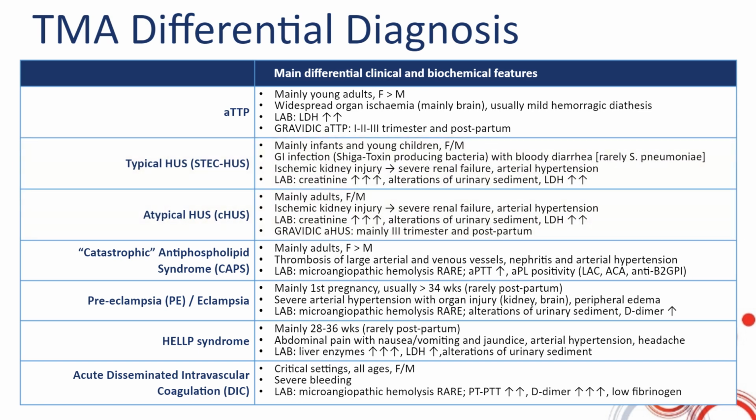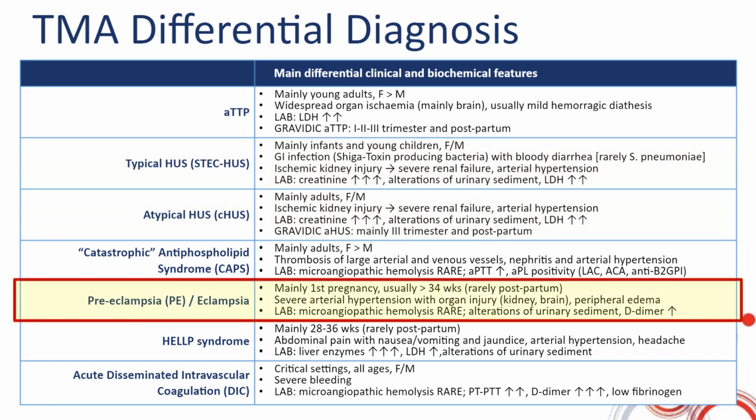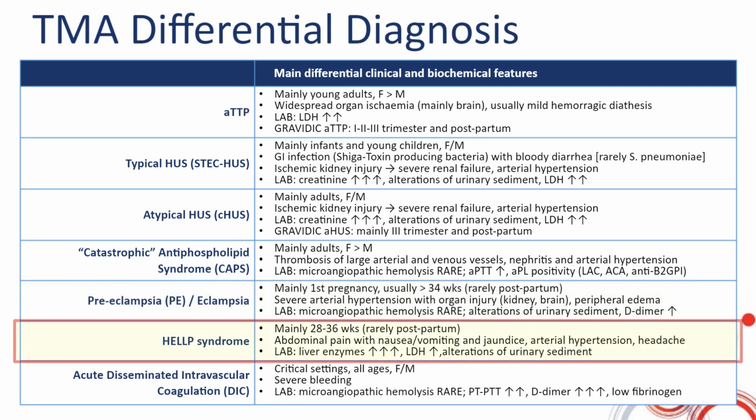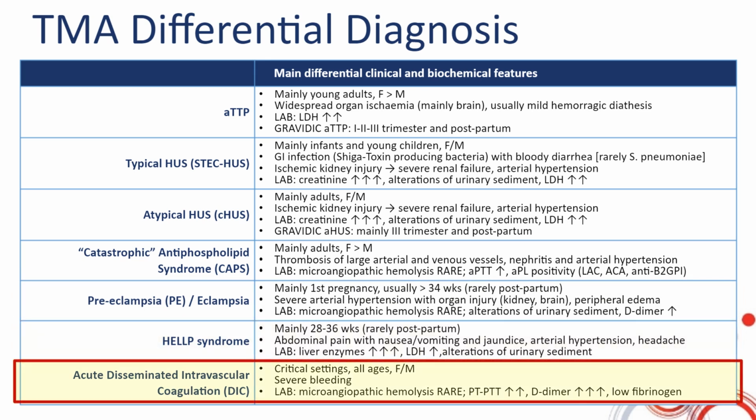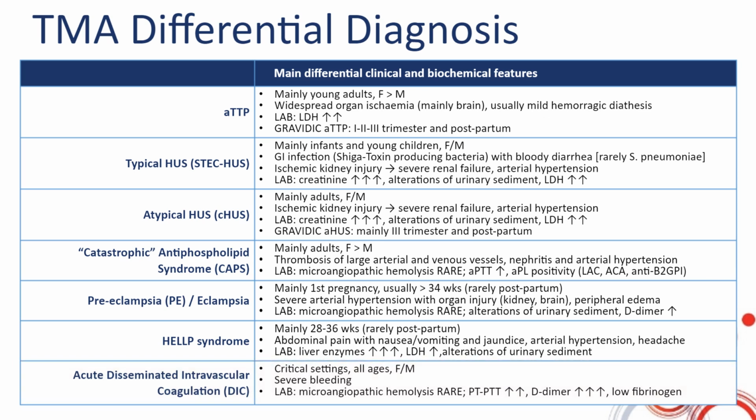And also, for example, in eclampsia and preeclampsia, that is only the condition in pregnancy and mainly in the first pregnancy. And in HELLP syndrome, you can see that the liver enzymes are increasing significantly. And in DIC, you have a prolongation of PT and APTT, which you don't find in TTP patients. Let's go to focus on TTP.